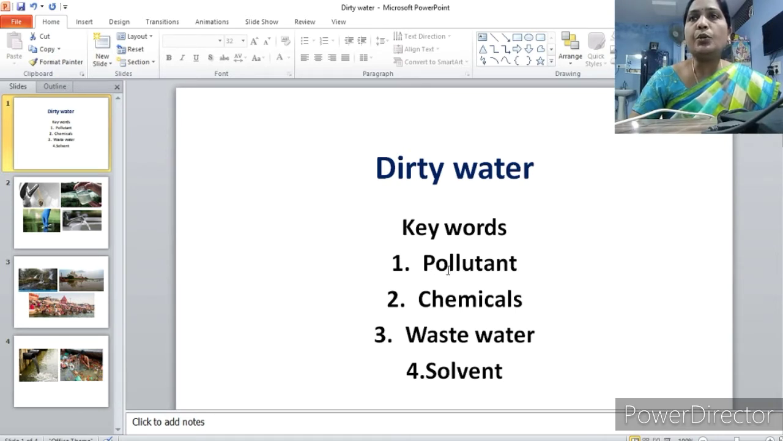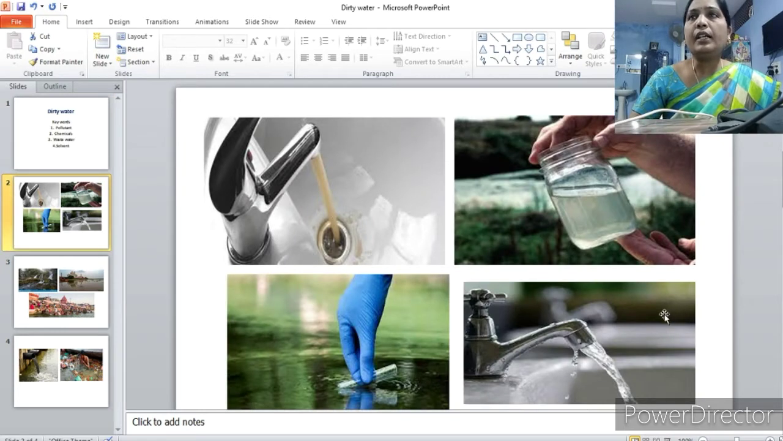So, we'll see the keywords which are in this block 16. First one is pollutant. Second one is chemicals. Waste water. Solvent. Learn these words and spellings perfectly, children. While writing the worksheets, it will be useful for you.